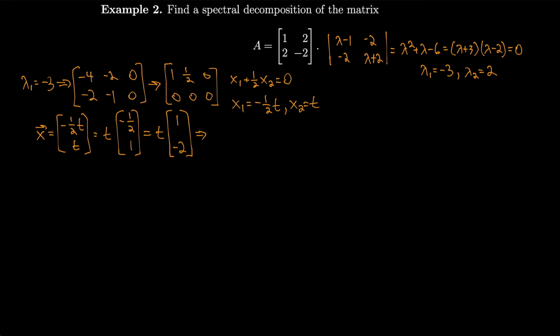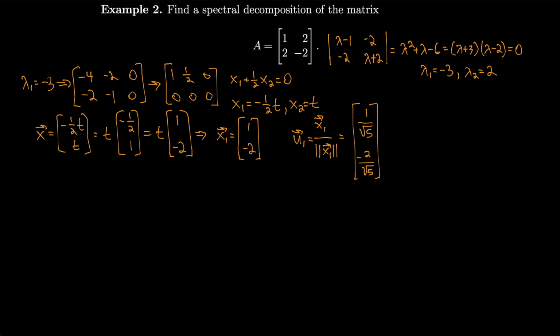So I'll take x1 to be (1, -2). It's just a little bit easier than taking (-1/2, 1). So then taking u1 to be that vector divided by its length. Remember, we don't have to do Gram-Schmidt because the other vector is in a different eigenspace, so it'll automatically be orthogonal. So I could just work with x1, divide that by its length, and I'll get (1 over root 5, minus 2 over root 5). So that's the first orthonormal vector.